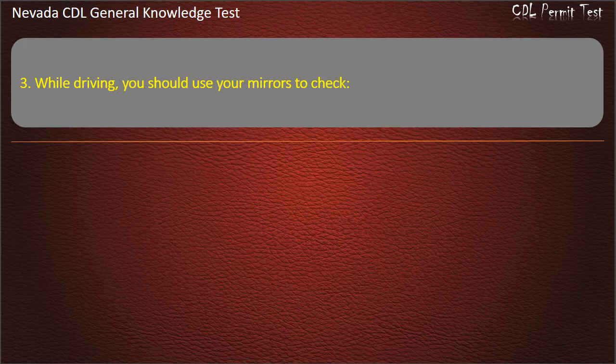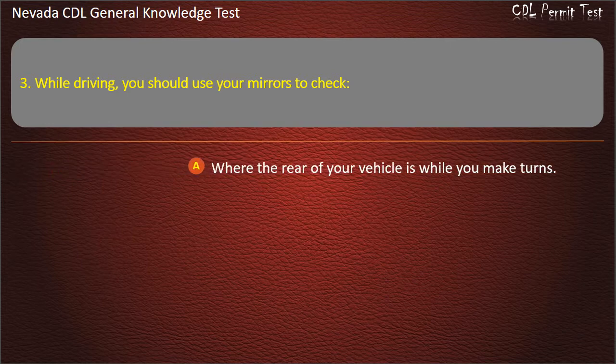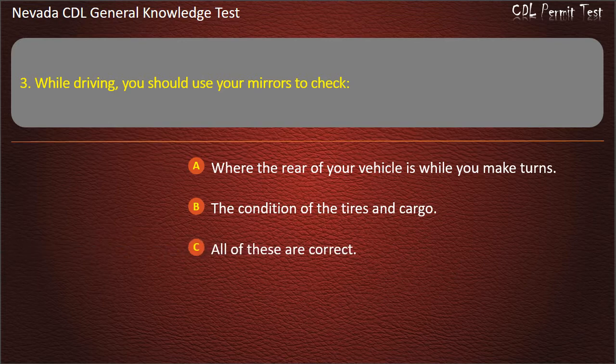Question 3. While driving, you should use your mirrors to check where the rear of your vehicle is while you make turns, the condition of the tires and cargo. All of these are correct. Answer. All of these are correct.